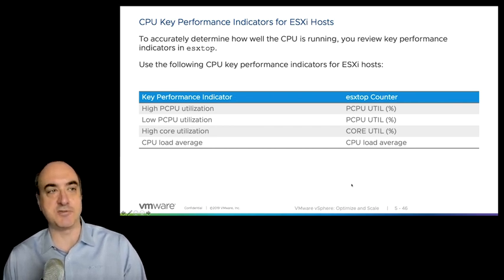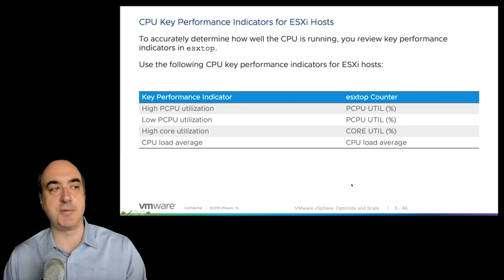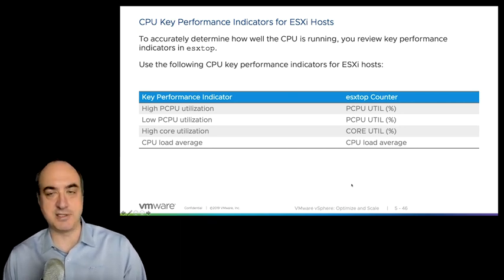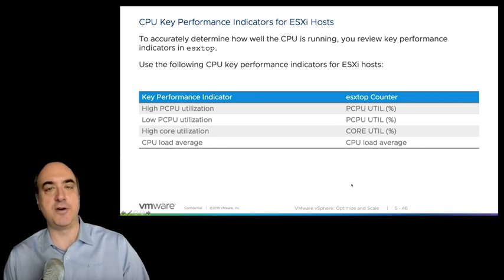So first things first, right? To determine how well the CPU is running, you will need to review the key performance indicators in ESXtop. And those important indicators are these that we list here. There are some that we would consider critical for the host. The ones for the host would be things such as whether the host is experiencing high CPU utilization. That would be displayed under the pCPU utilization details.